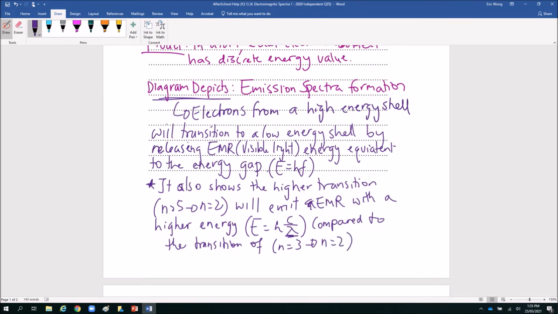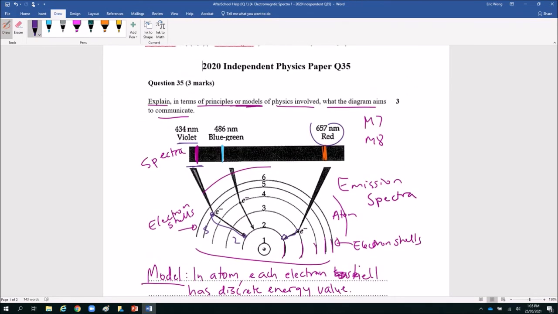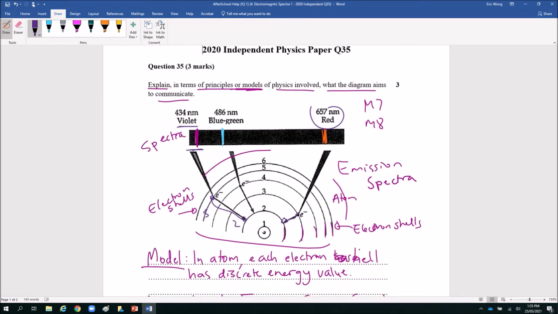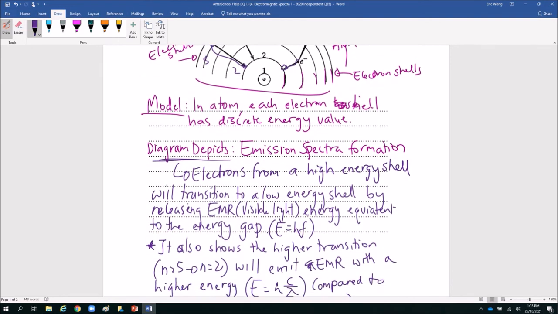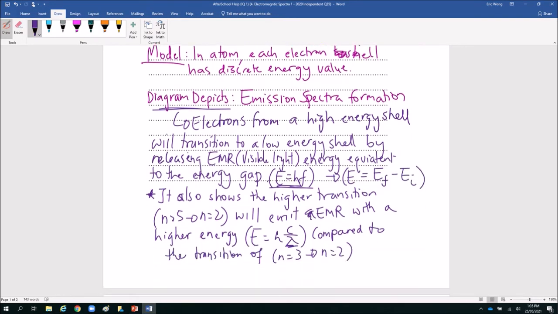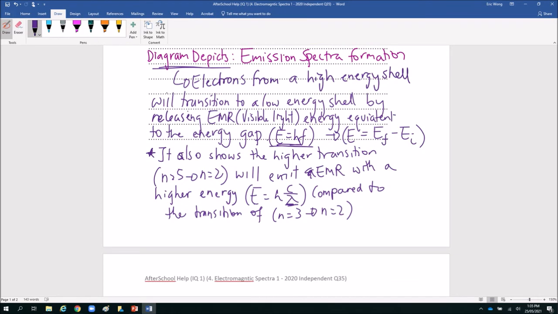As you can see, we have gone through the model. The model is showing the discrete energy levels. We've talked about the formation of electromagnetic radiation, and we also specified why it is that specific color. The reason it's the specific color is because the energy we're looking at is the final level minus the initial level. So that gives us an idea of the difference between the two.